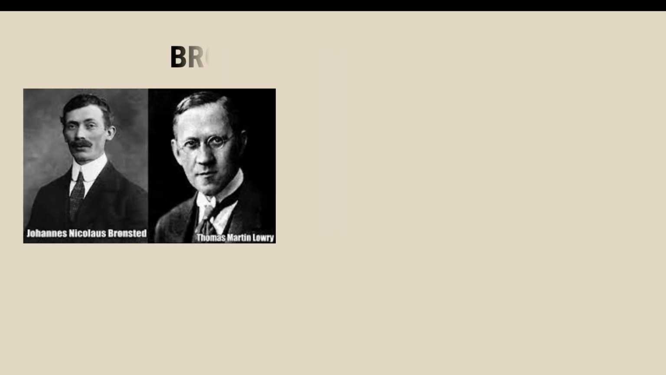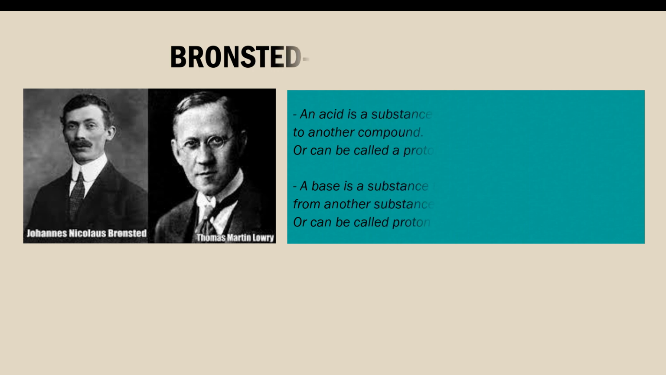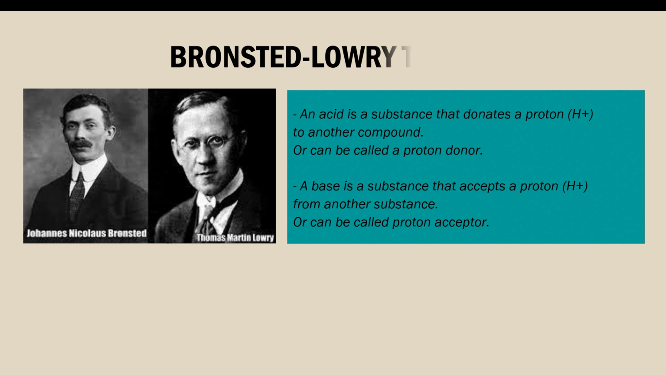The second theory is Bronsted-Lowry theory. According to Bronsted-Lowry theory, an acid is a substance that donates a proton or H+ to another compound, or can be called a proton donor, while a base is a substance that accepts a proton from another substance, or can be called a proton acceptor.